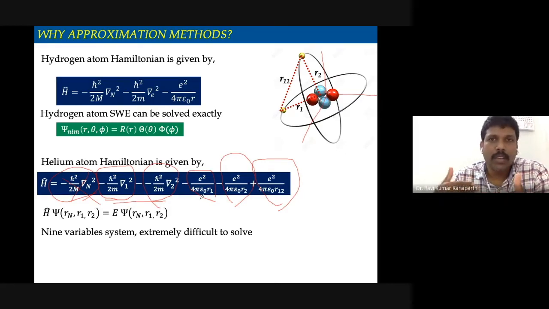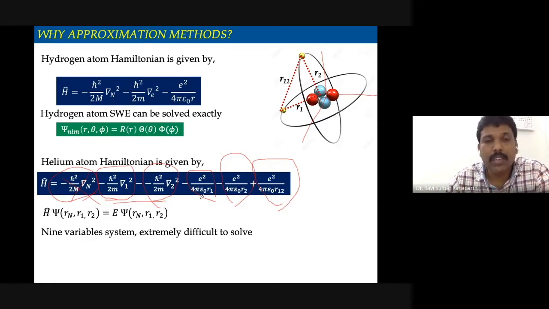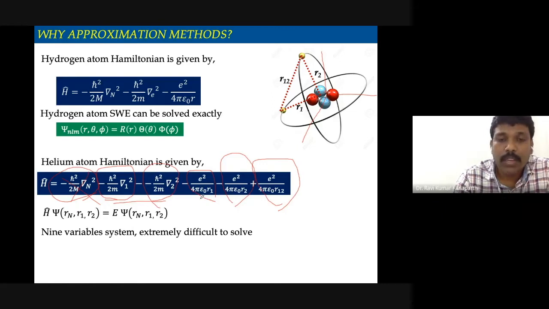So like that, we have to use the separation of variables method, and then after achieving the differential equations, one has to solve them. That is the process. Okay, so it is a highly tedious job. Many people have attempted it, but they could not succeed in finding the exact solution of the helium atom.